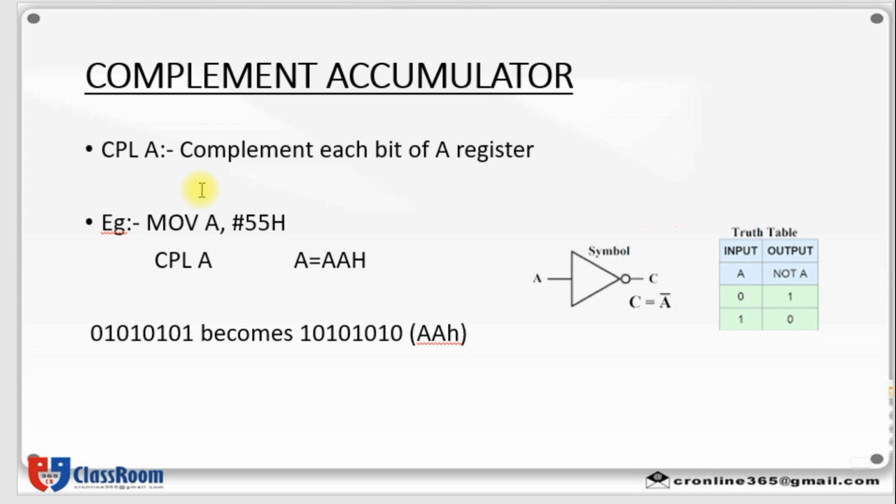This is an example for complement accumulator. We are transferring some value to the accumulator, so the accumulator is having this 55H. Then we write this instruction CPL A. When this instruction is executed, A will be complemented, with the zeros replaced with 1 and the 1s replaced with 0. So 55 we can write as 0101 0101. Instead of each 0, you write 1, and instead of each 1, you write 0. So the answer will be equal to AAH.